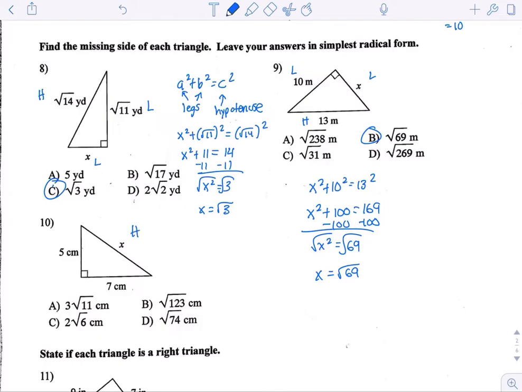10, hypotenuse, leg and leg, right triangle, so we can use Pythag. 5 squared plus 7 squared is equal to x squared. 25 plus 49 is equal to x squared. 74 is equal to x squared. Square root both sides. Square root of 74 is equal to x, so it's D.